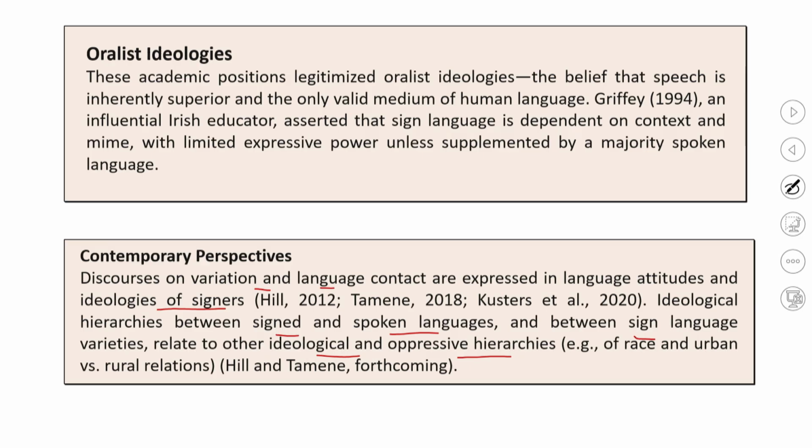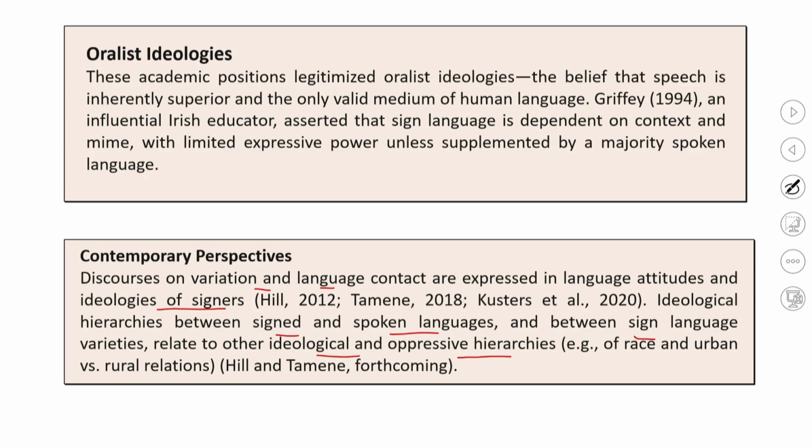So, just as we have hierarchies, attitudes, identity factors within the spoken language, similarly we also have, within the sign language community, between sign languages, one that is higher, one that is superior compared to the other, as well as the difference between the spoken and the sign variety. So, these are the different kinds of ideologies, which are basically akin to the ones that are there in the spoken language variety as well.